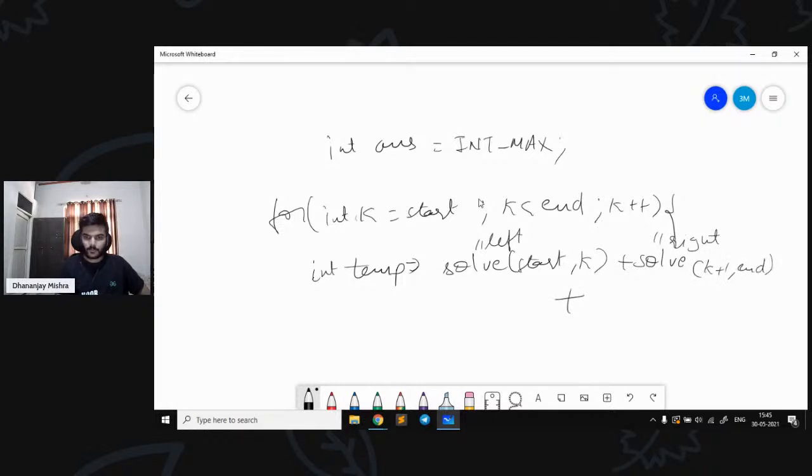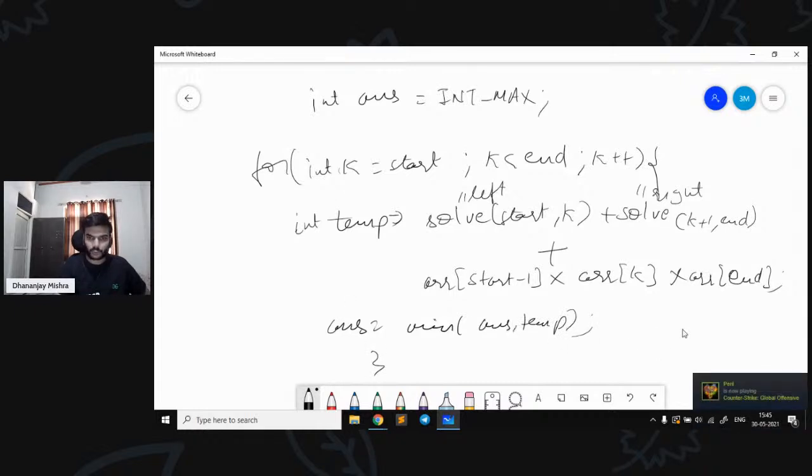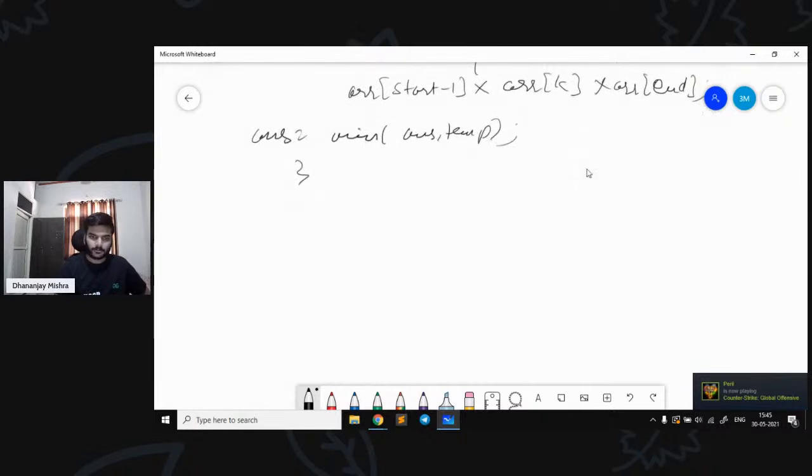Now the last thing was multiplying the final result matrices of the left and right multiplication. That was done by array of start minus 1 into array of k into array of end. After that, we just chose the minimum out of all these temporary answers and returned it. That's all we did in the recursive part.